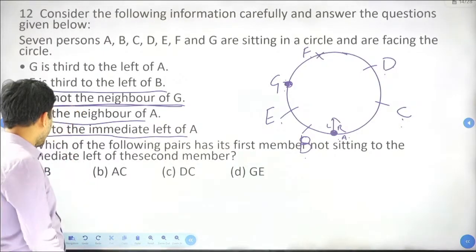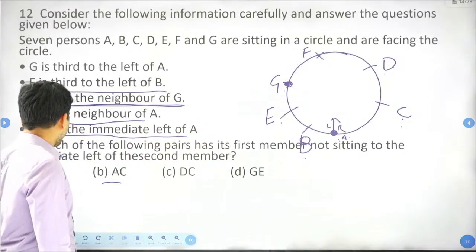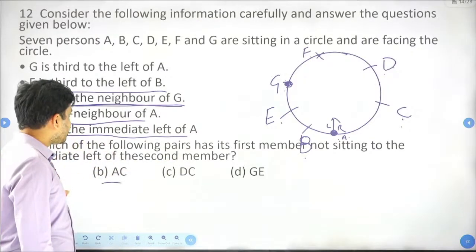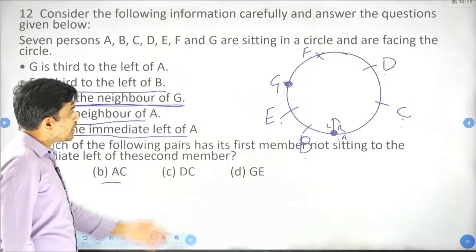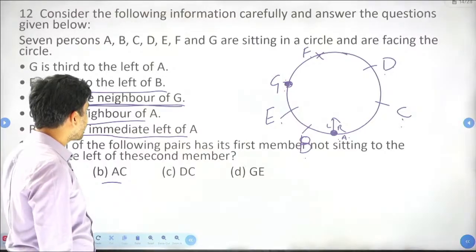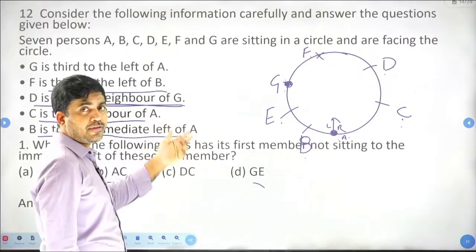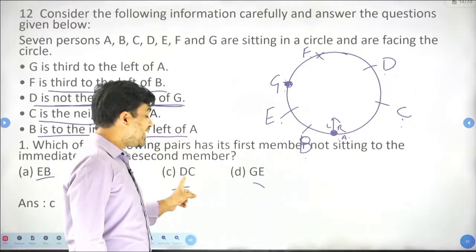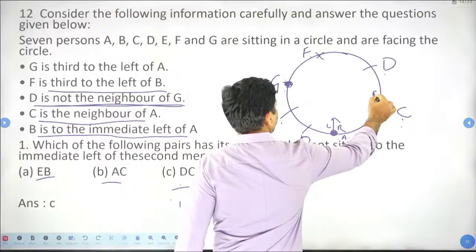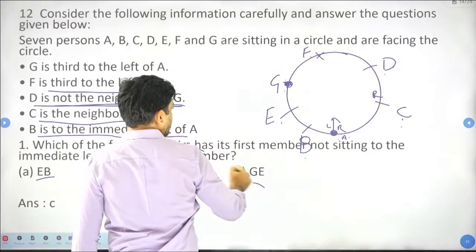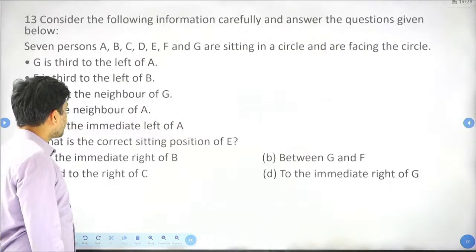If you take AC, for example, option B. AC means A is immediate left of C. No. They are asking for not sitting. EB, E is also sitting left side of B. GE, G is also sitting left side of E. Only DC, D sitting right side of C. This is right side. So option C is not sitting. Option C. That's all.